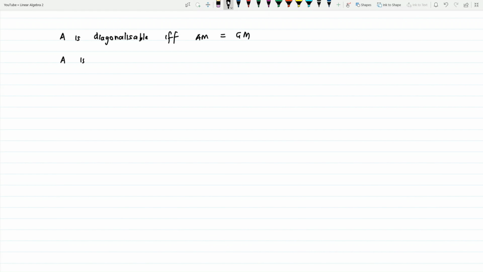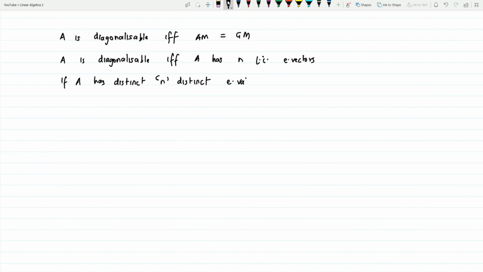A is also diagonalizable if and only if A has n, where n is the order of the matrix, linearly independent eigenvectors. And we also have that if A has n distinct eigenvalues, where again n is the order of the matrix, then A is diagonalizable. These results help us to decide whether A is diagonalizable in a quick manner.